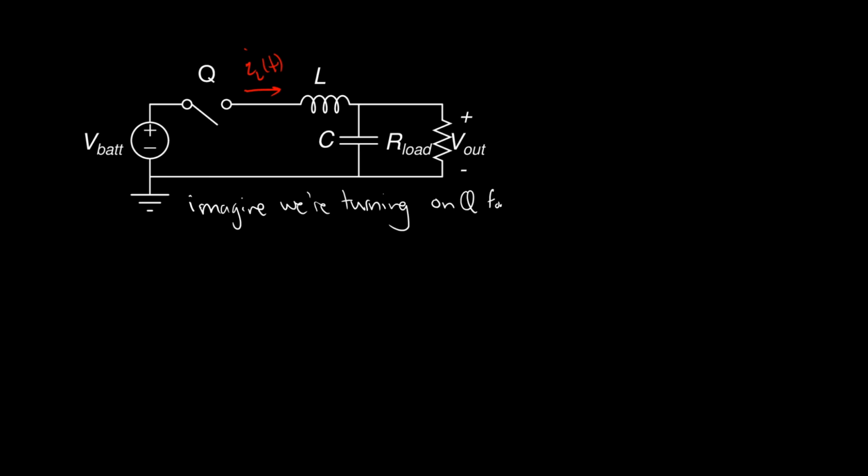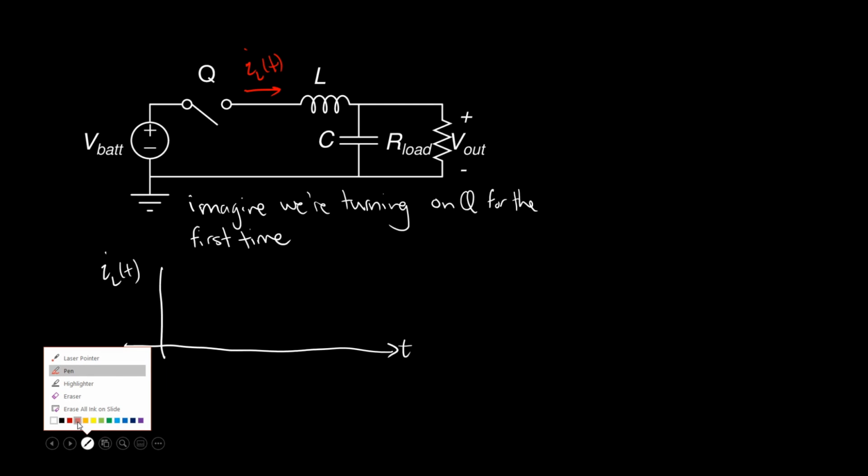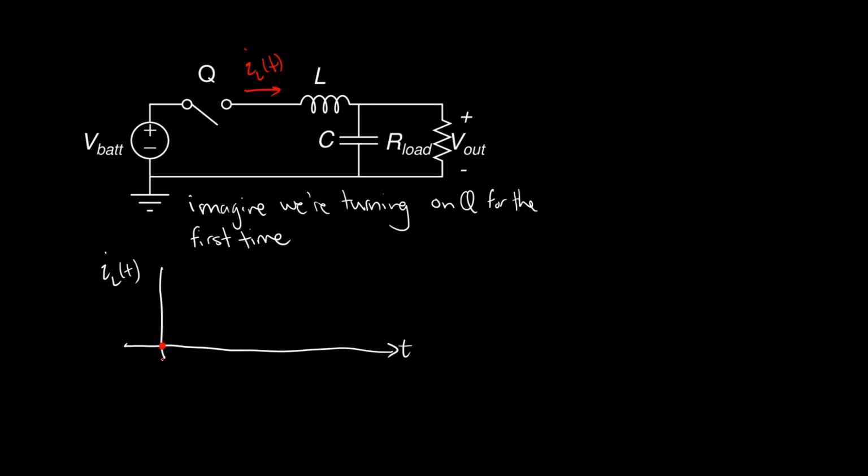So what we have to do is imagine we're turning on the switch for the first time. Okay, so nothing is energized. We're plotting IL of t over time. Cool, so at time t equals 0, the inductor current is 0.